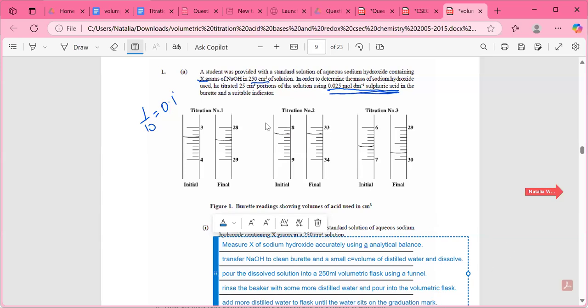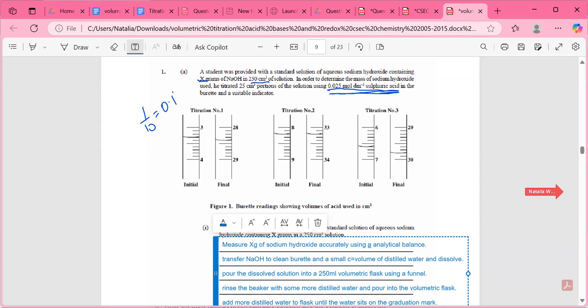So to prepare a standard solution, you're going to measure accurately the mass of the solute that you want. And then depending on the volume of standard solution you're going to make, you'll have to use that specific volumetric flask. Because we're making 250 centimeters cube, we are going to use a 250 centimeters cube or ml volumetric flask. So we're going to measure the X grams of sodium hydroxide accurately using a balance.